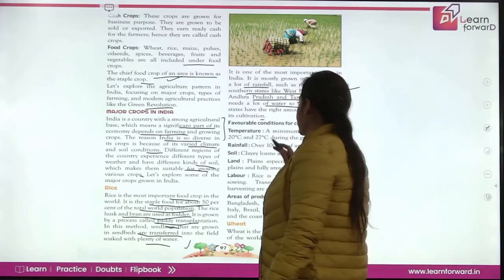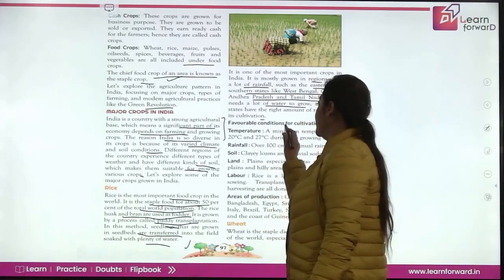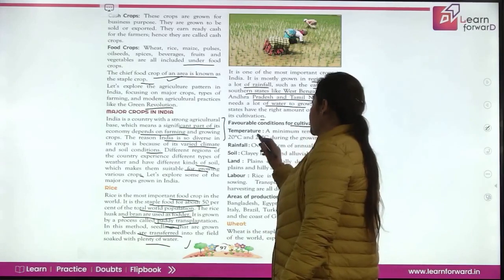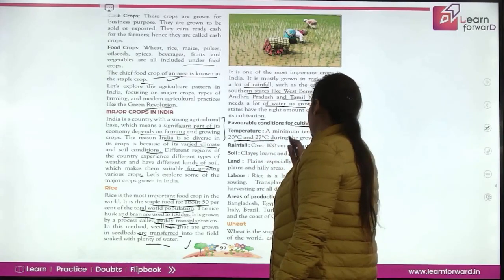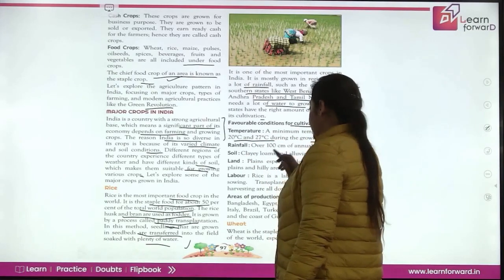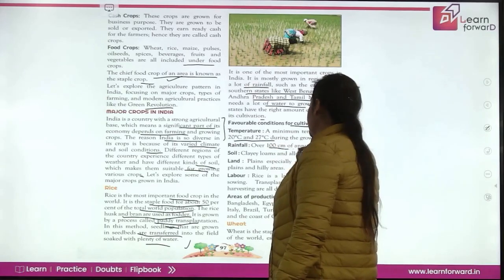Now let us understand कि क्या favorable condition है राइस की cultivation के लिए. टेम्परेचर की बात करें तो 20 से 27 डिग्री का टेम्परेचर चाहिए होता है ग्रोइंग सीजन के अंदर. रेनफॉल की बात करें तो 100 सेंटीमीटर ऑफ एनुअल रेनफॉल चाहिए होती है. सॉइल्स कौन सी यहाँ चाहिए?